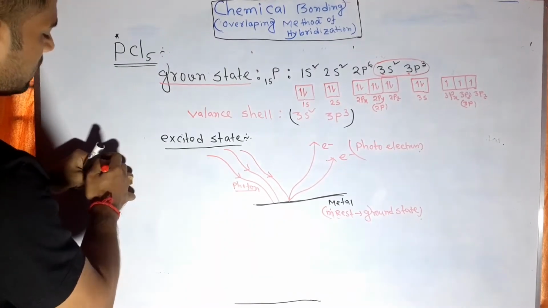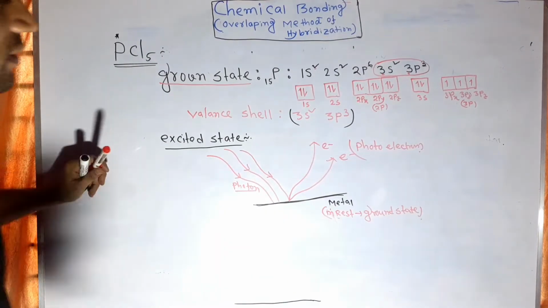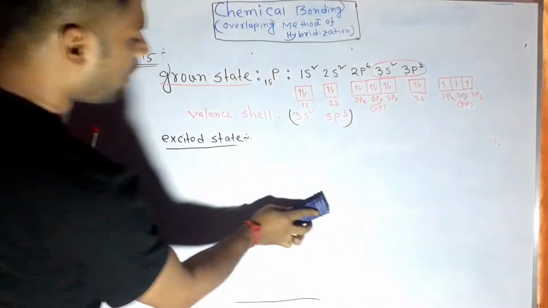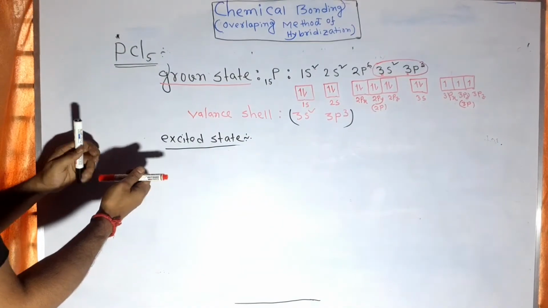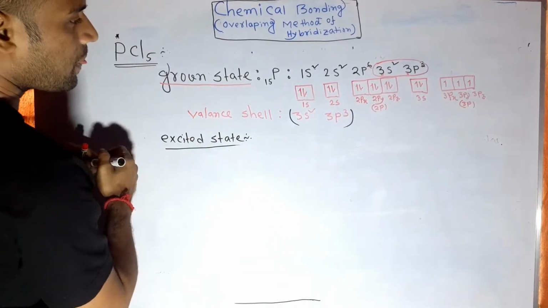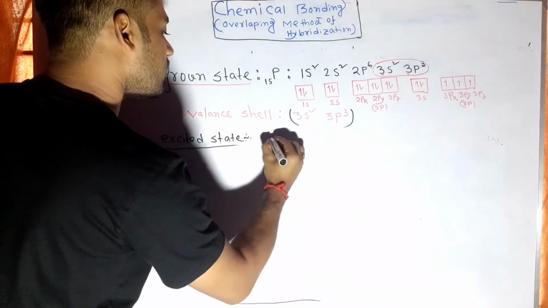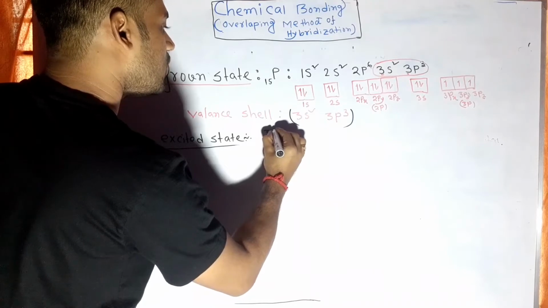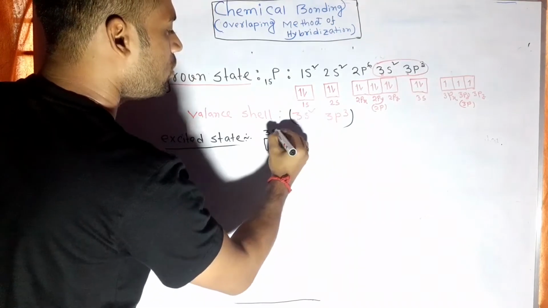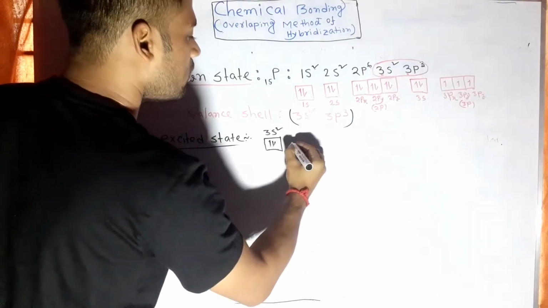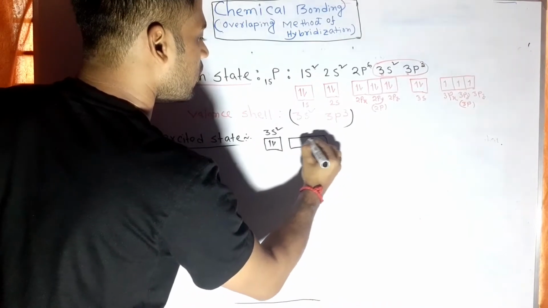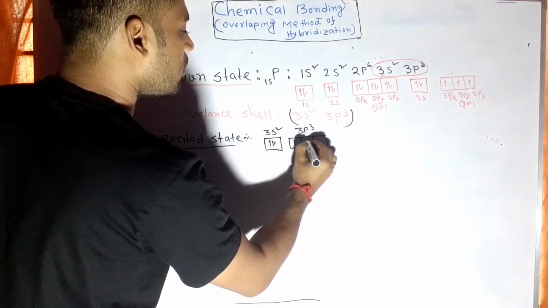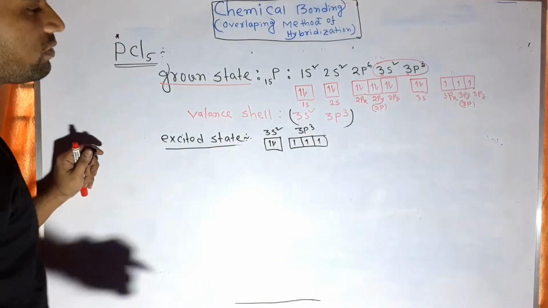But in this case we take only the configuration of the outermost shell when the electrons jump from the metal surface. That means 3s2 3p3. This is the outermost shell configuration.